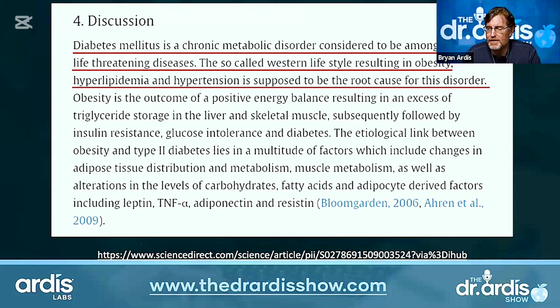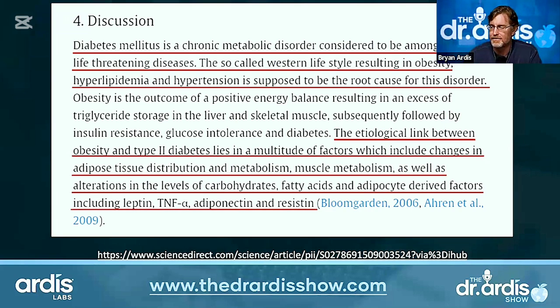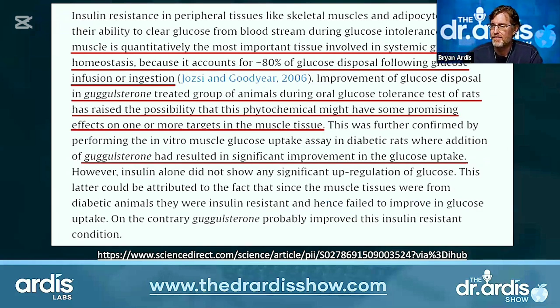Diabetes is a chronic metabolic disorder considered to be among 5 most life-threatening diseases. The so-called Western lifestyle resulted in obesity. High blood cholesterol, high blood pressure is supposed to be the root cause for these disorders. The disease process link between obesity and type 2 diabetes lies in a multitude of factors. The connection between obesity and diabetes, which includes changes in fat cell distribution and metabolism, muscle metabolism, as well as alterations in the level of carbohydrates, fatty acids, and fat cells called adipocytes. Derived factors, which include leptin, tumor necrotic factor A, adiponectin, and resistin.